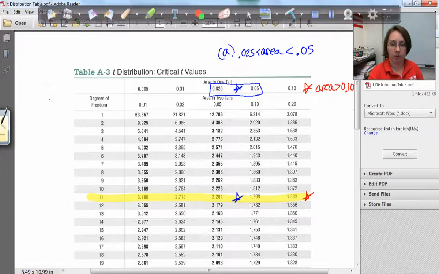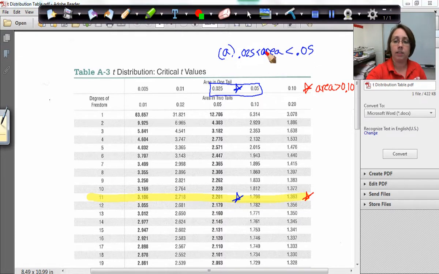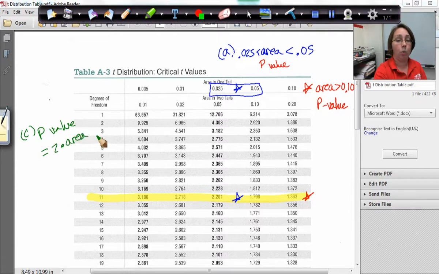Oh, I forgot. Let me mark that. Okay. So in the first case here, this area is our p-value as well, because it was a one tail. In the second case, we had a one tail again, so this is also our p-value. Now, in the third case, we're going to find our area, but that's not going to be our p-value. So, in part C, the p-value is equal to 2 times our area in one tail. Now, this is where you can use the two-tail line, and then you don't have to double it.